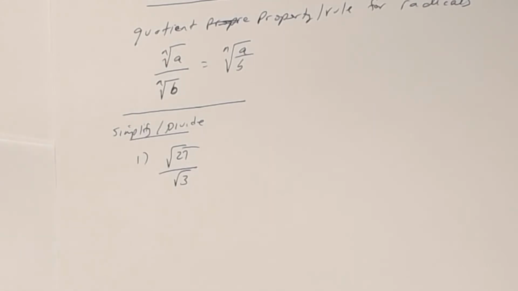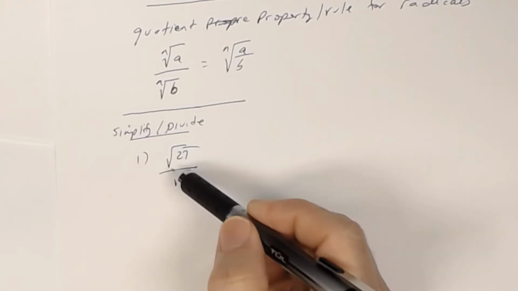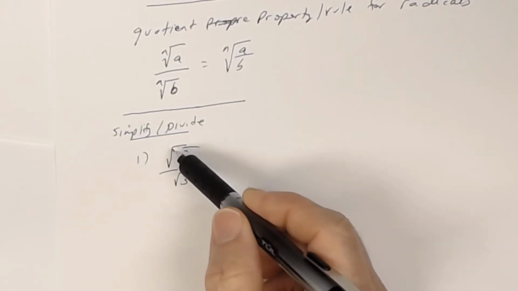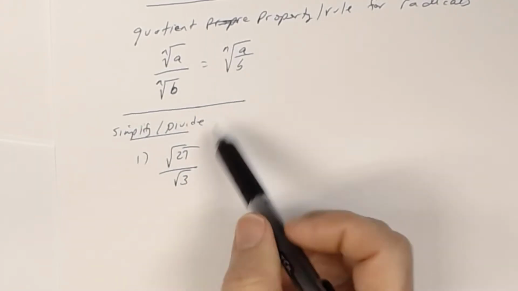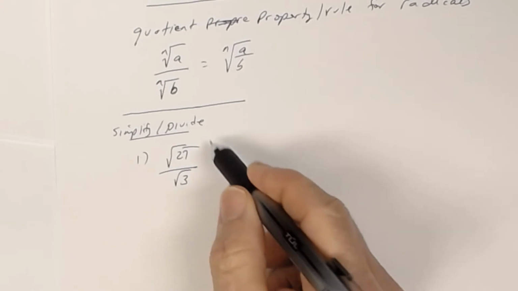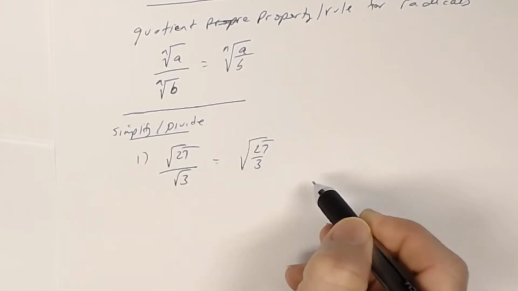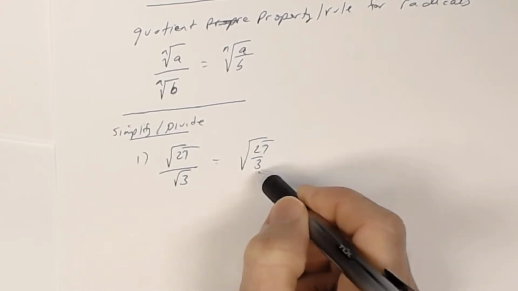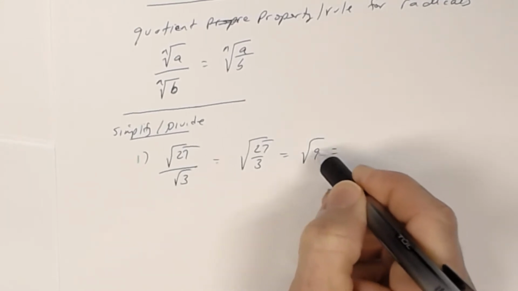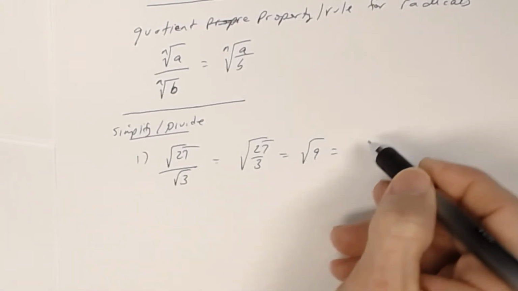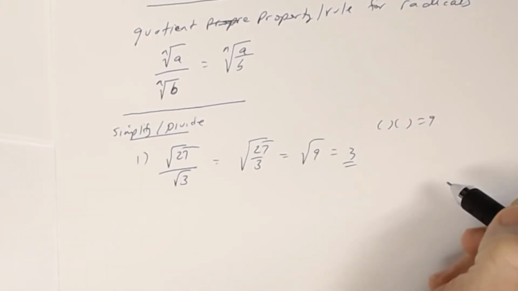So notice that in both cases, the numerator and the denominator, the radicals, the indices are the same. They're both 2's, hence that idea of square root. So according to the quotient rule, I can write this as one square root by just writing it as the square root of 27 divided by 3. And now 27 divided by 3 is 9, so this becomes the square root of 9, and 9 is a perfect square. The square root of 9 means what times itself is 9, so the answer is 3.